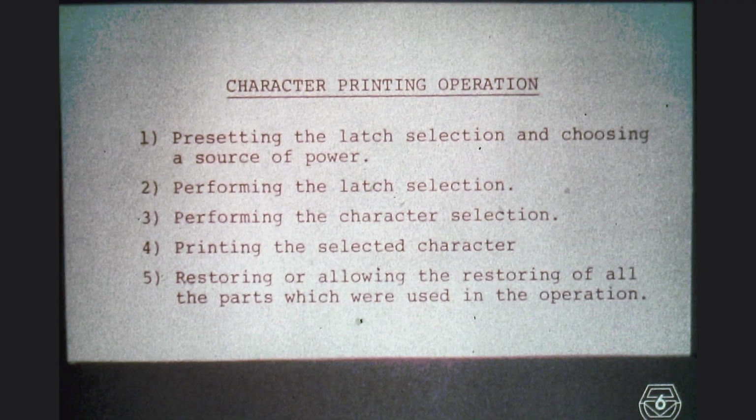What we need to remember from all this is that first, the machine presets the latch selection and chooses the source of power. Second, it performs the latch selection. Third, it performs the character selection. Fourth, it prints the character. Fifth, it restores all the parts.